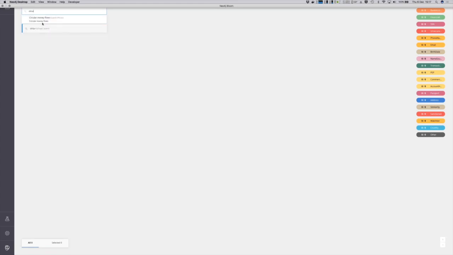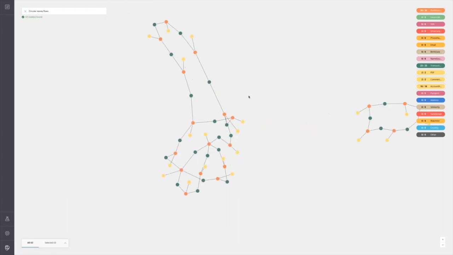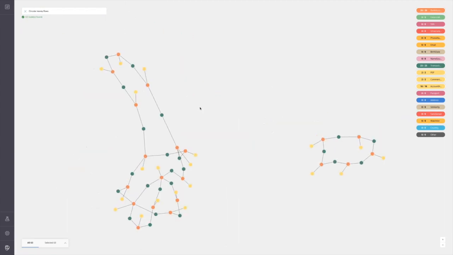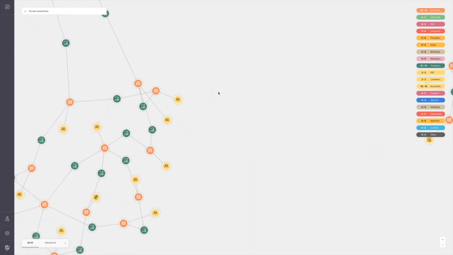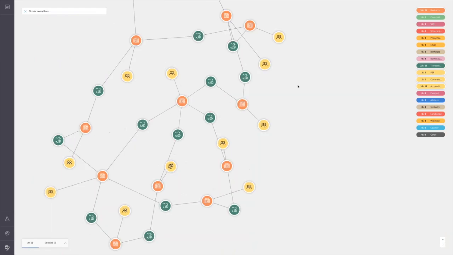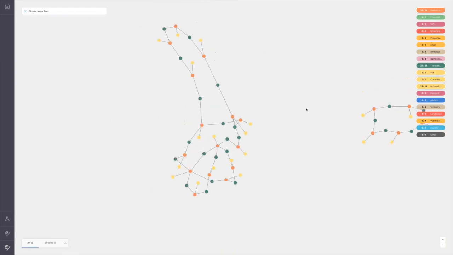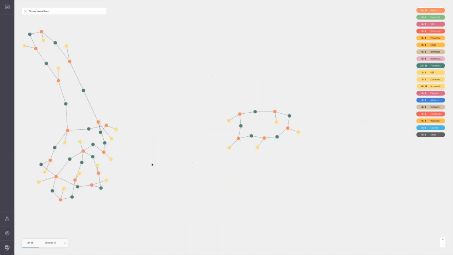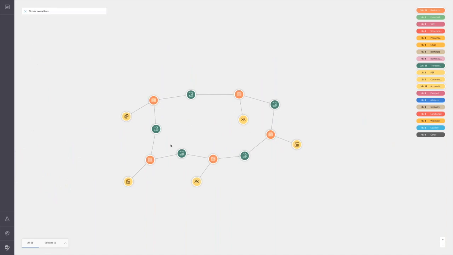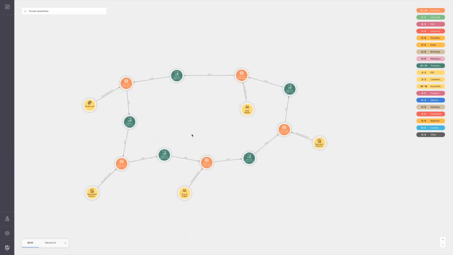So we have a query that will pull up circular money flows. And we can see that query returns two groupings of accounts. We can see here on the left, it looks like there's probably a couple of circles that overlap, where money moves between a number of different accounts. And then here on the right, we have something that's a little bit more discrete. So we'll take a look at this one.